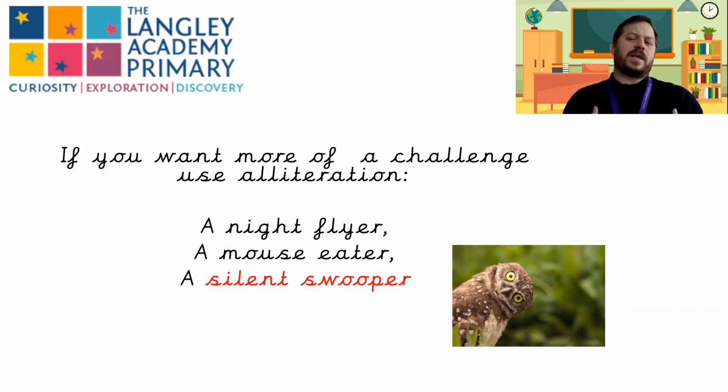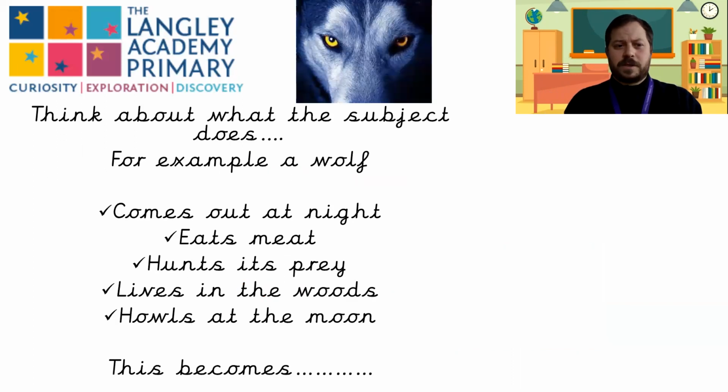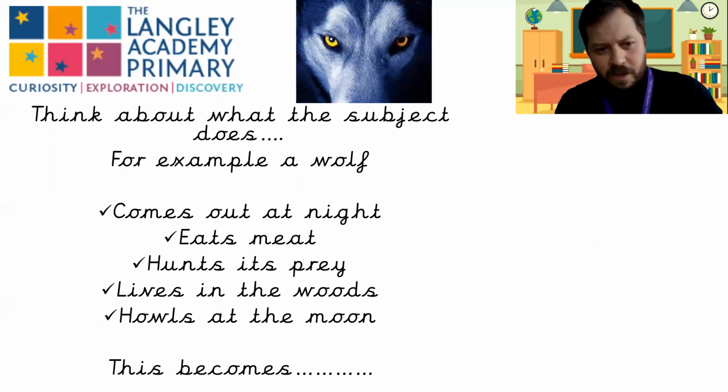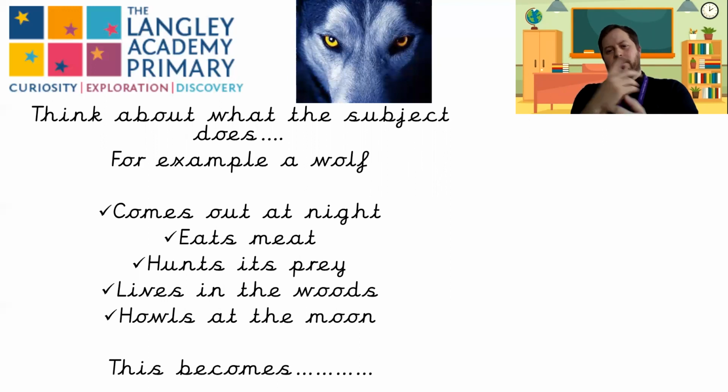Think of another trick that might help us write our own kennings. So, think about what the subject does. Let's think about a wolf, for example. We know a wolf comes out at night. It eats meat. It hunts its prey. It lives in the woods. It howls at the moon. But how do we turn each of these into a kenning?